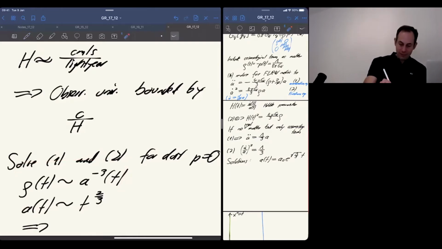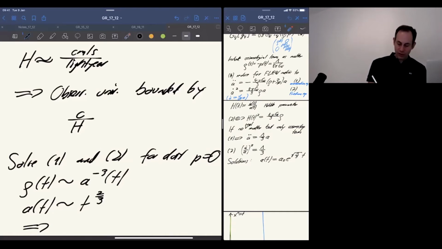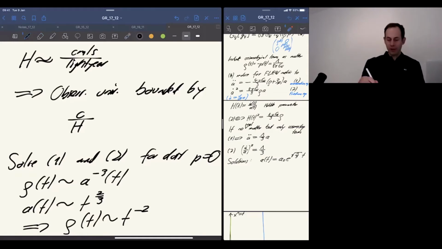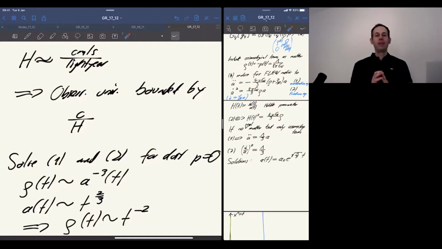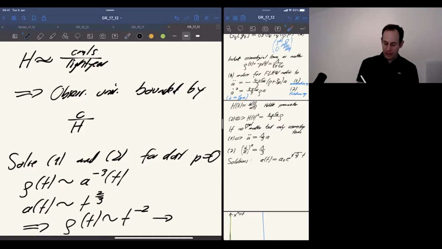And if I combine them, I get a remarkable result. I get the result that rho of t will be proportional to t to the minus 2. Why is this remarkable? It means that if I go back to time 0 in the coordinate system, the matter density will diverge. And that's essentially the cosmological reasoning for why there is a Big Bang. So you see, there are all these interesting cosmological facts that one can derive from Einstein's field equations.